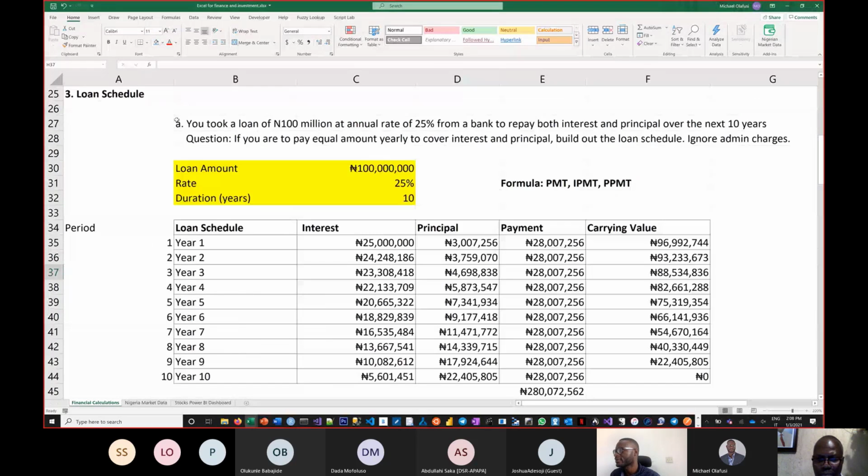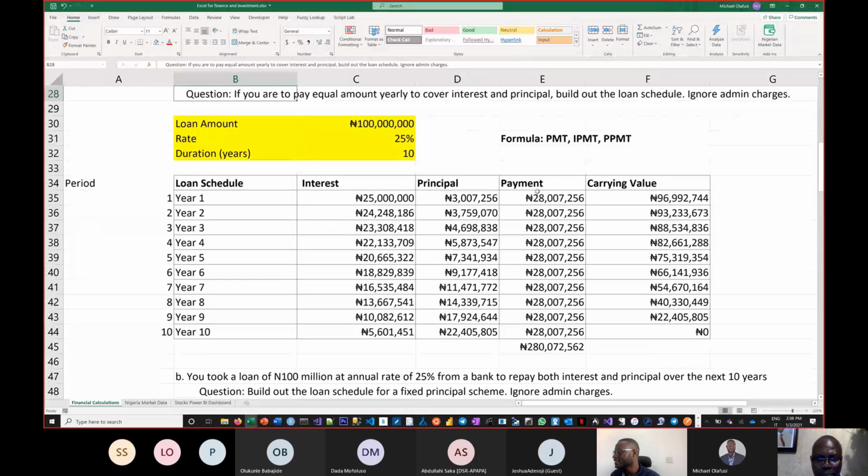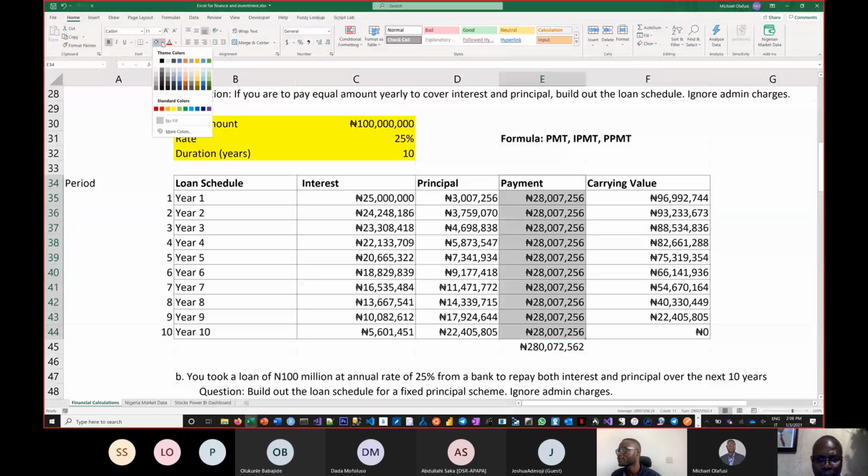Let's start with this one. If you take a loan of 100 million naira at 25% from a bank, to repay both interest and principal over the next 10 years, you are going to be paying equal amounts every year. This is the one we call constant payment. Constant payment means you are paying the same amount every repayment period. Let me color it this way.